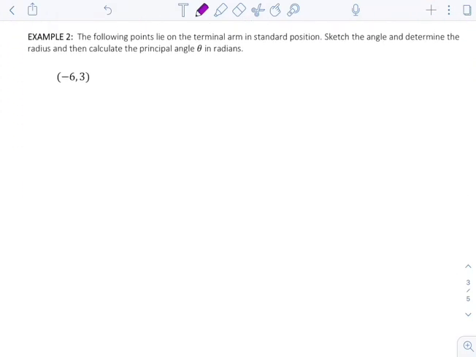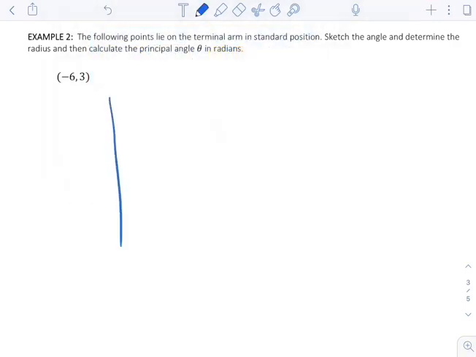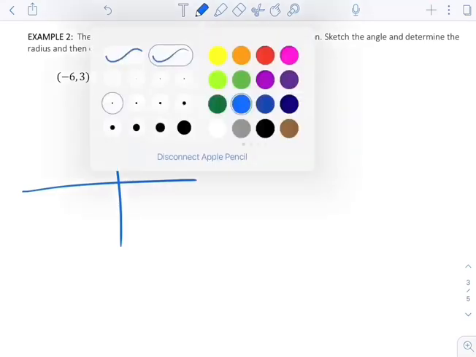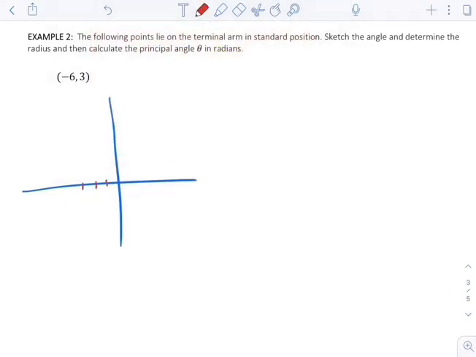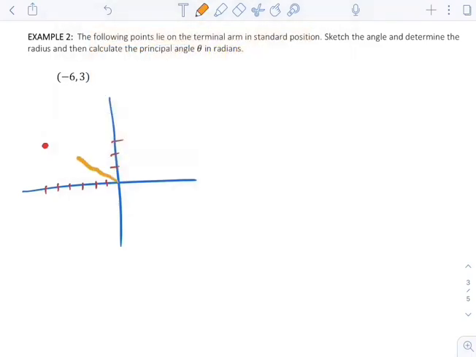So let's take this idea and apply it to the next one. It says, the following points lie on a terminal arm in standard position. Sketch the angle and determine the radius and calculate the principal angle in radians. So let's think about this. -6 and 3. Well, that's 6 to the left, so 1, 2, 3, 4, 5, 6, and up 1, 2, 3. I have a dot somewhere around here. And I know that my terminal arm is going to pass through that one. So I'll draw the terminal arm maybe in orange.